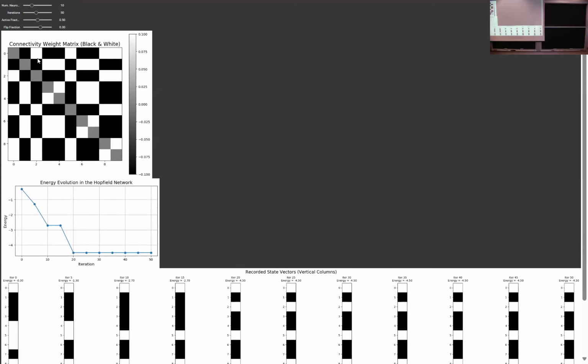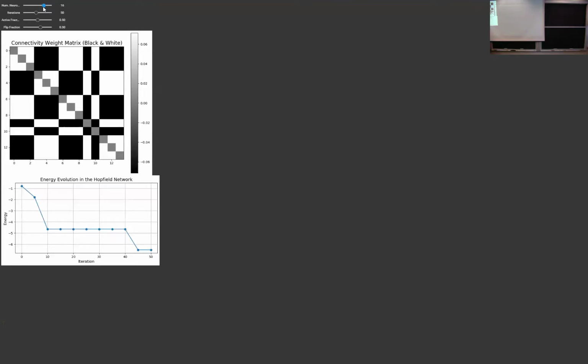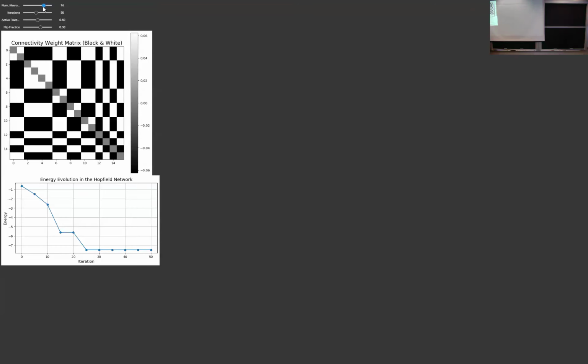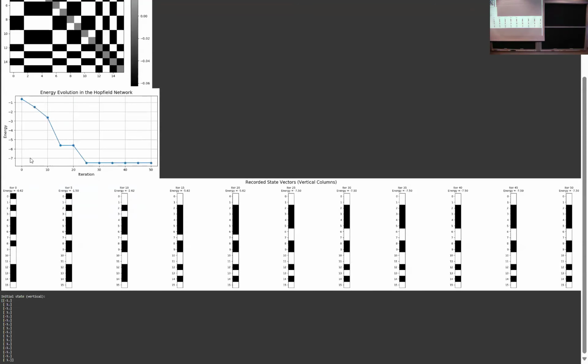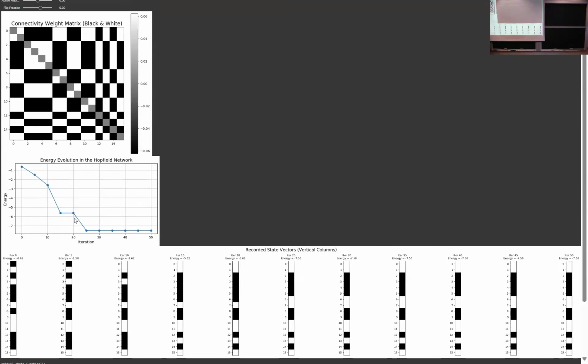Now, there are different parameters that go into defining this energy. For example, let's see what happens when we increase the number of neurons. We can get much lower energy states as well, but it might take longer. Instead of 20 iterations, it might take 25 iterations to fall into that energy state.